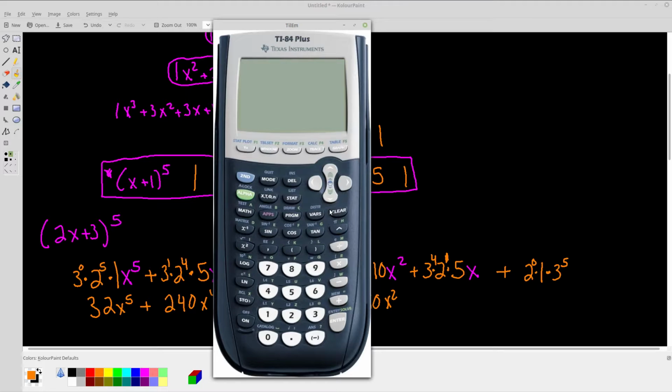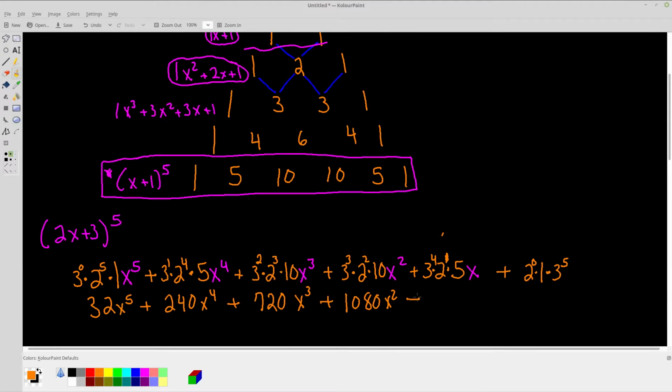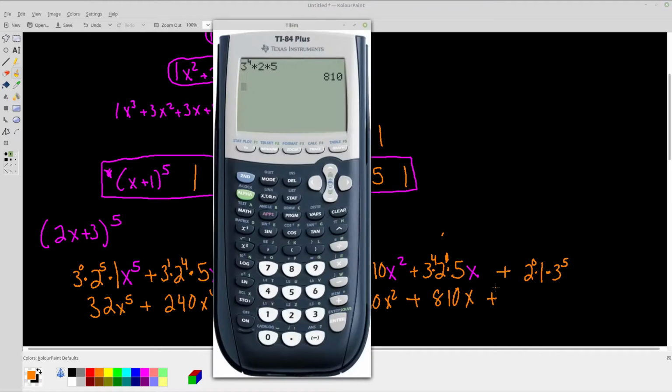Let's do the next one. All right, we got 3 raised to the 4th. I'm going to punch that one in. 3 raised to the 4th times 2 to the 1st times 5. Enter. I get 810, so let's write that one down. Alright, plus 810x, plus, finally, last but not least, let's see what we get on this one.